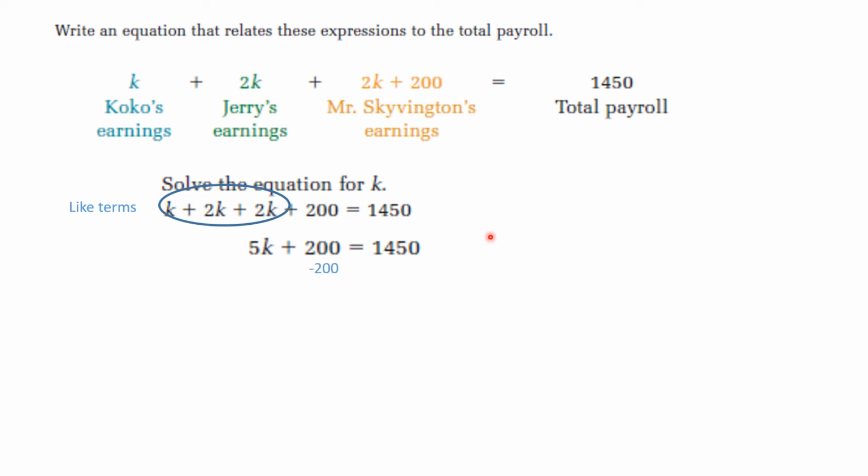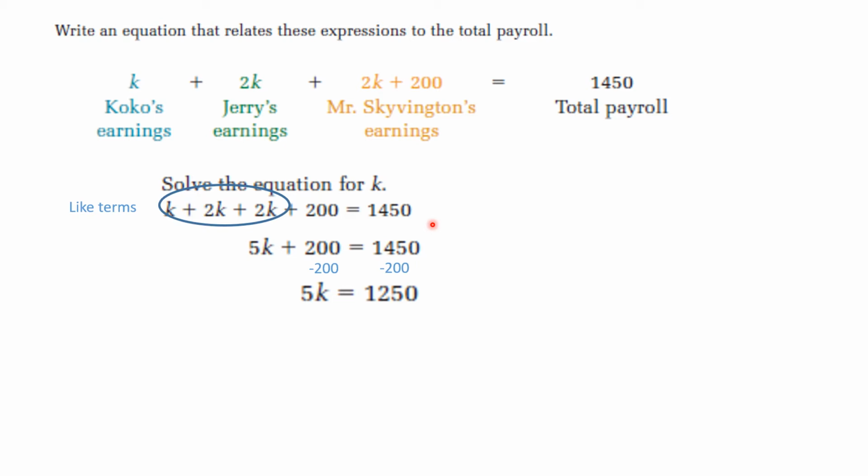So hopefully everybody knows the next step is to subtract 200. The reason we subtract 200 is to bring this 200 over to this side. We're moving it over. And you could write the 200 alongside here if you wanted to. You don't have to write it underneath as I have. We have to subtract 200 from both sides to keep it balanced. That leaves us with 5K equals 1,250.